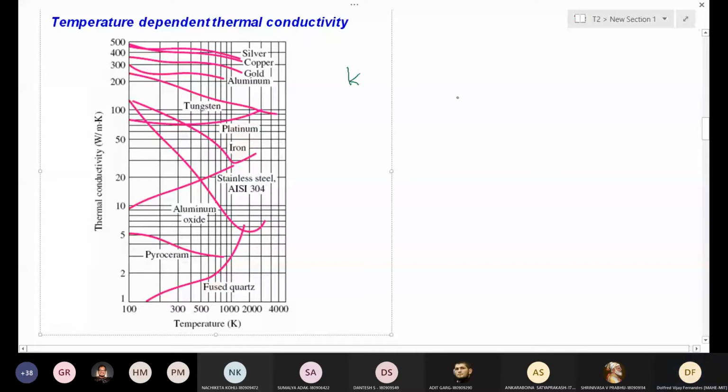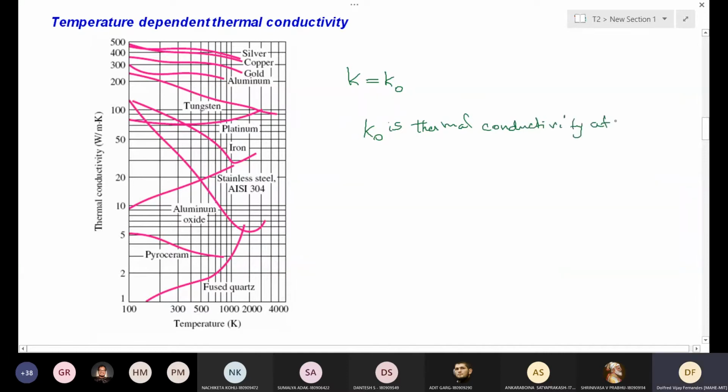Generally, how we relate this temperature dependent thermal conductivity is using the thermal conductivity at 0 degrees centigrade. K0 is the thermal conductivity at 0 degree centigrade, into 1 plus beta T. Here beta is the temperature coefficient of thermal conductivity.